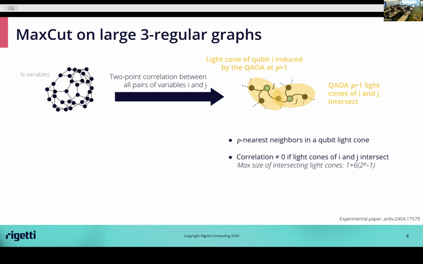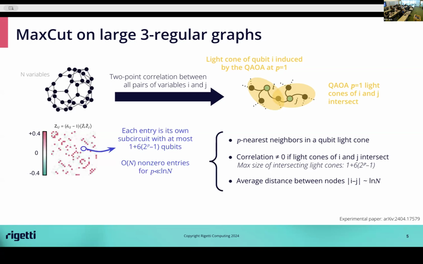Now, you have a correlation matrix, right? So you have about n squared entries naively to compute, so n squared subcircuits to simulate. But I'm adding some information: in these 3-regular graphs, the average distance between two nodes grows as log n, where n is the number of vertices in the graph. That's a topological property of the graph. When we plug all of that together, it means that when P, the number of QAOA layers, is much smaller than log n, you don't have n squared non-zero entries in your correlation matrix. You actually have order n which are non-zero.